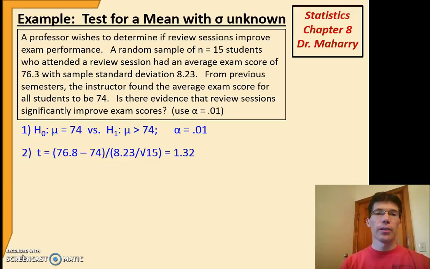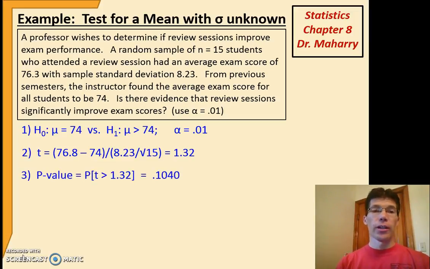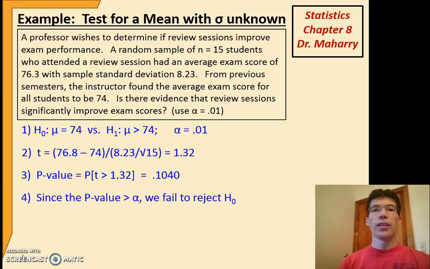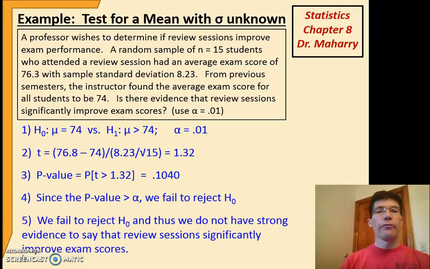So if we go back to our example here, our p-value is 0.1040. So now the next step is, what is our conclusion? Well, notice here the p-value is bigger than alpha. 0.104 is bigger than 0.01. So we fail to reject. Remember, when we fail to reject, we sort of have the inconclusive conclusion. In other words, we don't have strong evidence to contradict the null hypothesis. So as far as we know, we can't conclude that these review sessions significantly improve exam scores.